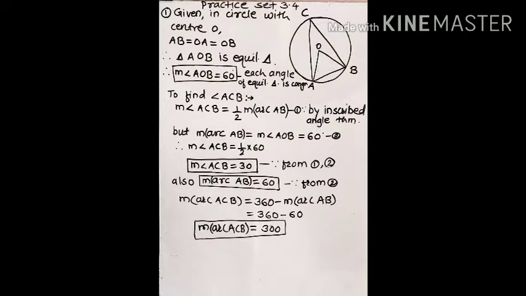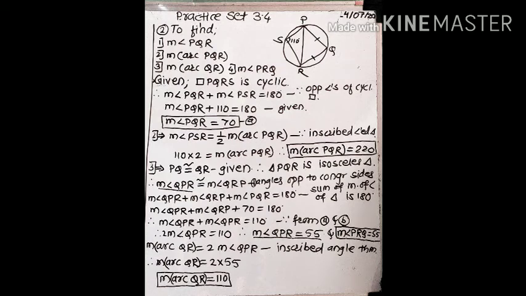Now move towards the second question. In the second question, we have to find the measure of angle PQR, measure of arc PQR, measure of arc QR, and measure of angle PRQ. As we see in the figure, we are given PQRS is a cyclic quadrilateral with the measure of angle PSR 110 degrees, and one more piece of information we have: chord PQ is congruent to chord RQ.